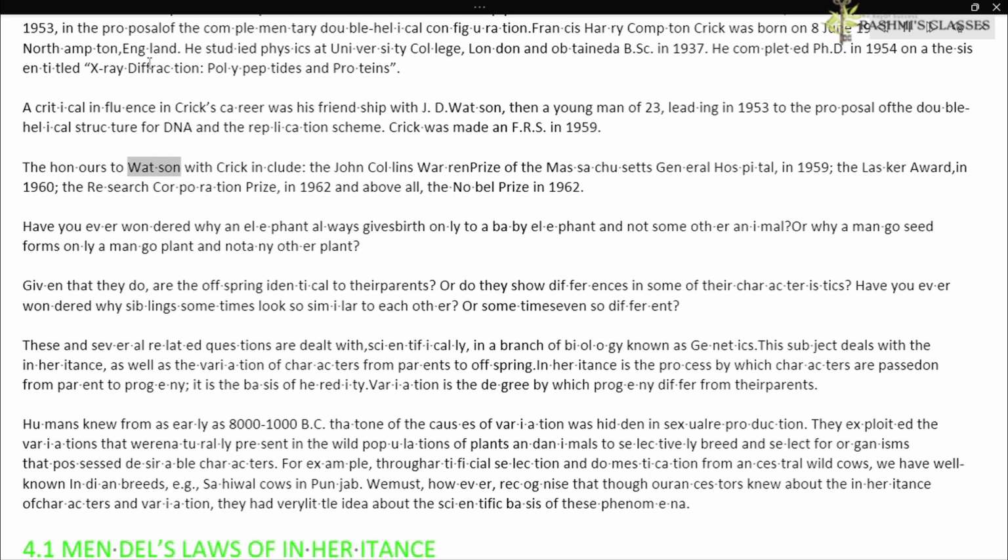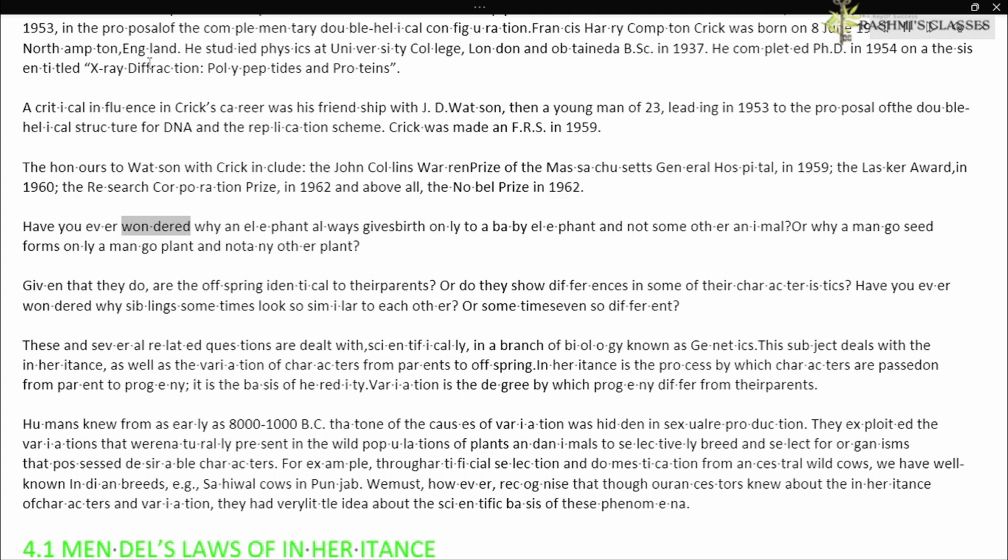The honors to Watson with Crick include the John Collins Warren Prize of the Massachusetts General Hospital in 1959, the Lasker Award in 1960, the Research Corporation Prize in 1962, and above all, the Nobel Prize in 1962.